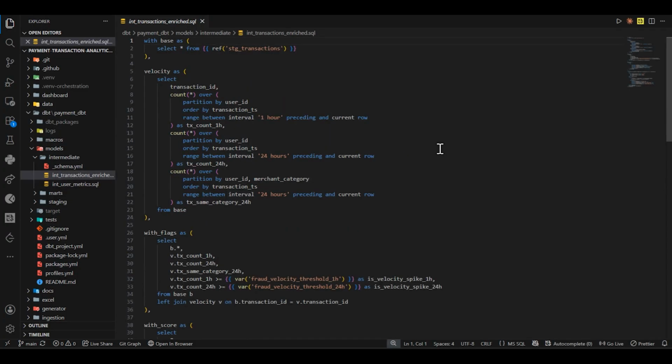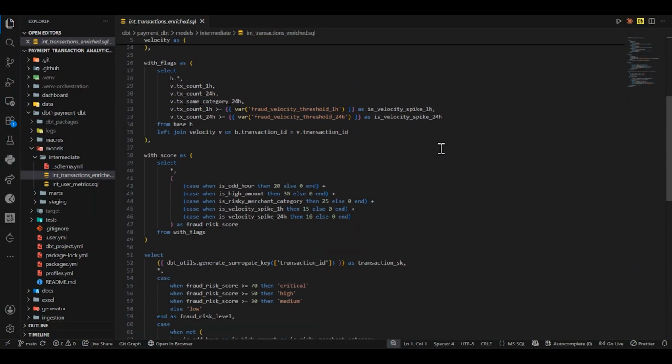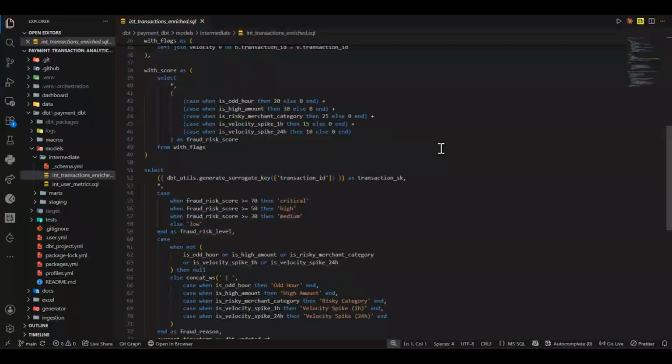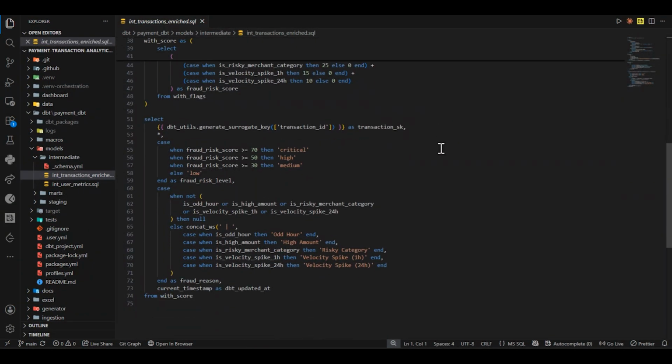The real work happens in the intermediate layer. Window functions calculate per user transaction velocity over both 1 hour and 24-hour windows. And then a weighted scoring model builds a fraud risk score from 0 to 100 off that. What comes out the other end is a risk tier, anywhere from low to critical, plus a human readable reason field, so something like odd hour, high amount, which makes it actually usable for human reviewing, not just a number.